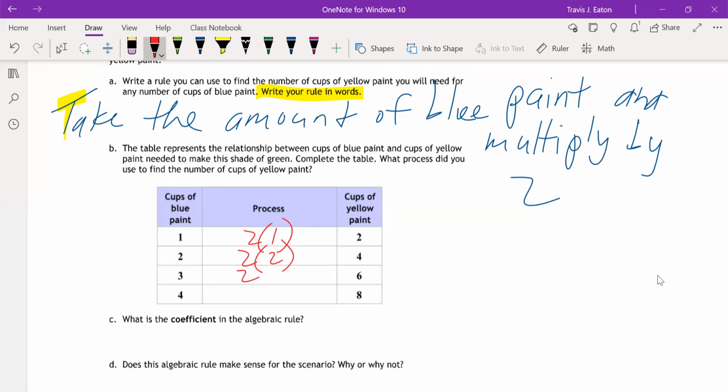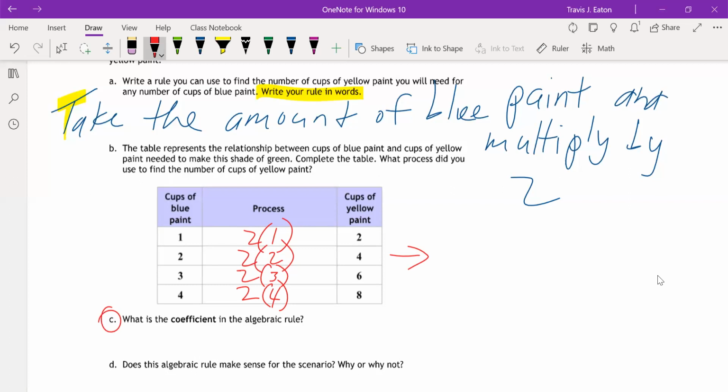If we have 3 cups of blue paint, we take 2 and multiply that by 3, then we would get 6 cups of yellow paint. That seems to be making sense so far. If we take 4 cups, we multiply 2 by 4, and that'll give us 8 cups of yellow paint. Well, let's go off to the side and try to create an algebraic rule, because the next question asks, what is the coefficient in the algebraic rule?